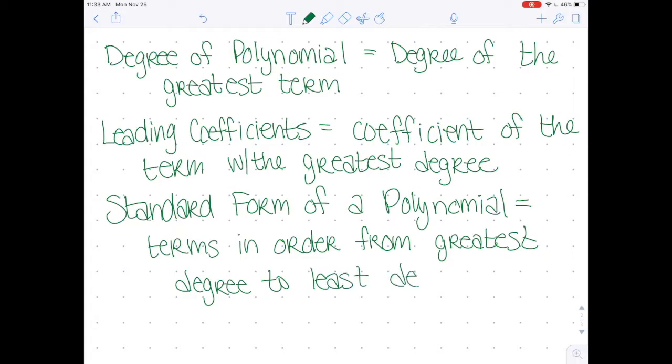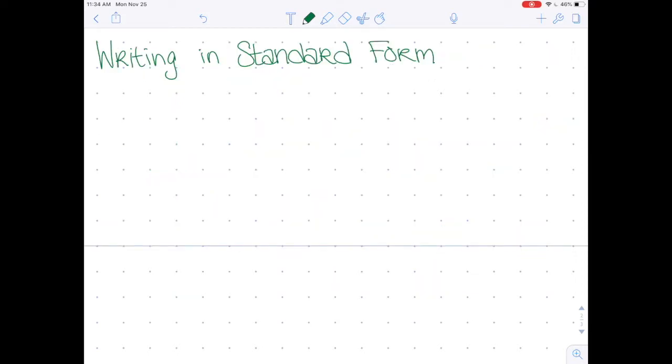So there's a lot of different things that depend on the degree of the polynomial. If you know the degree of the polynomial, you can find the leading coefficient, and you can write the polynomial in standard form. So being able to find the degree of a polynomial is going to be very important for this lesson. Okay, let's practice writing a polynomial in standard form.